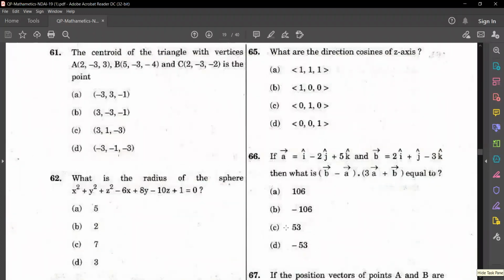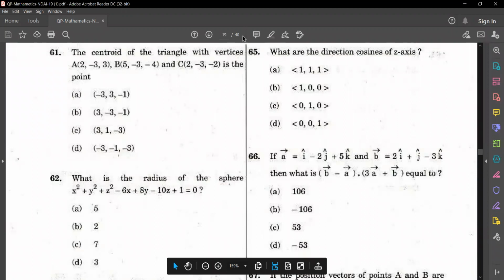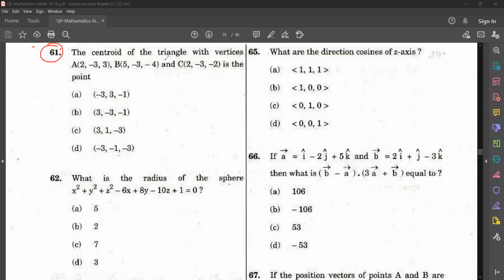Question number 61. Centroid of the triangle with vertices A (2, -3, 3), B (5, -3, -4), C (2, -3, -2) is the point. Centroid you have to find out. So that is a direct question. Use the formula for centroid and find out the answer.